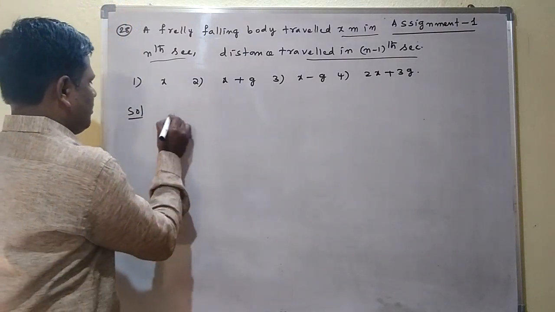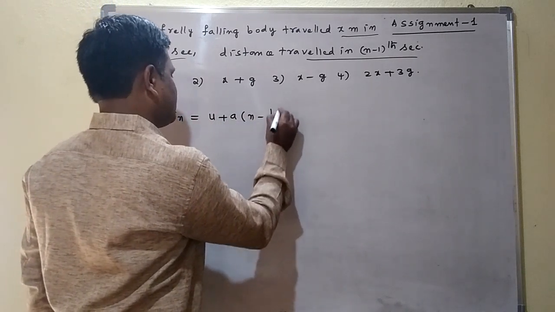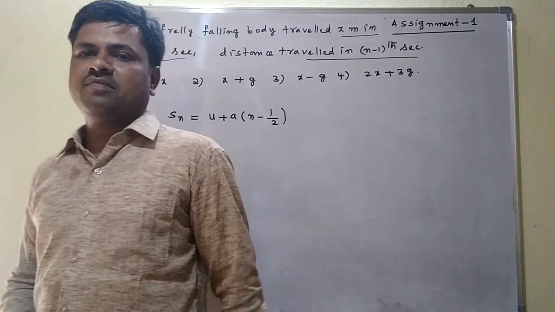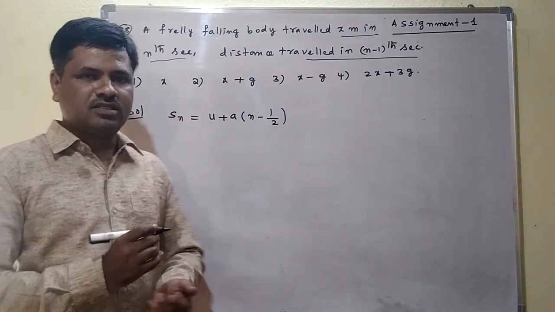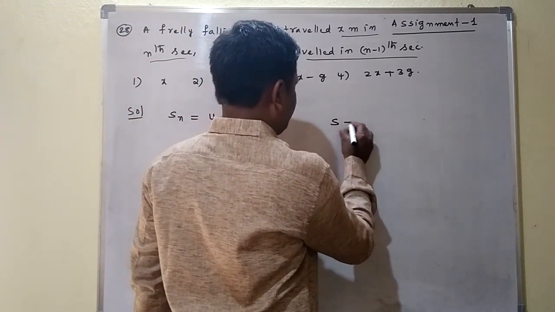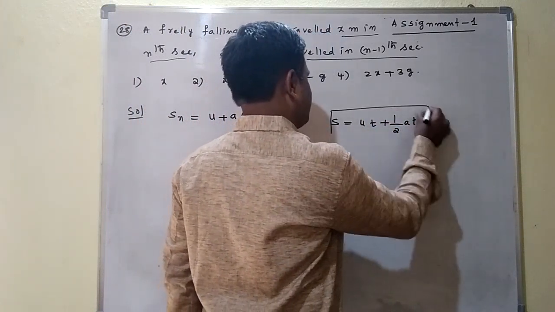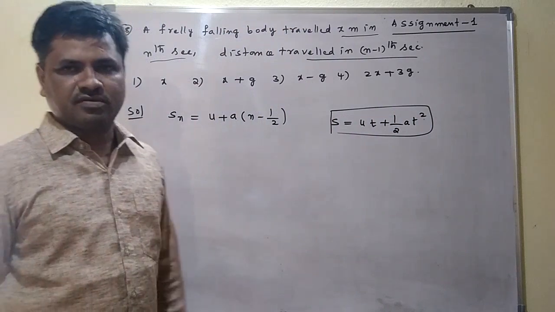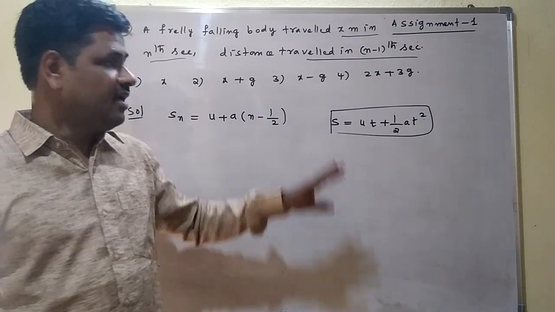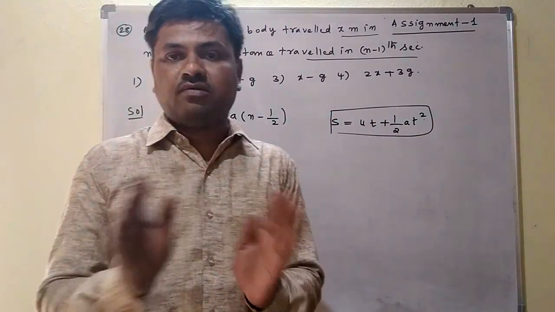The fourth equation represents Sn is equal to u plus a into (n minus 1/2). This is the formula for distance traveled in the nth second, meaning how much distance the body traveled in the nth second. We use this formula, not S is equal to ut plus half at square. We may get confused about these 2 equations, but we cannot use that equation here. That one is for time t equal to 1 second, 2 seconds, 3 seconds. But here it is the nth second, (n minus 1)th second, like that.